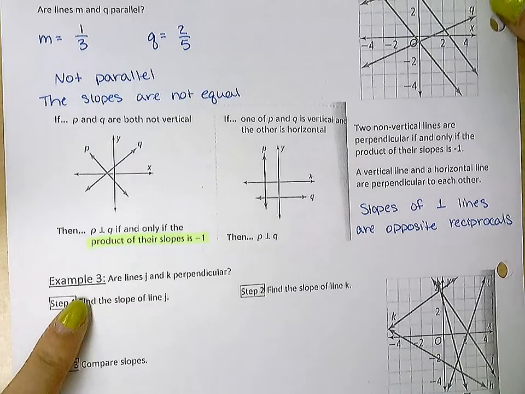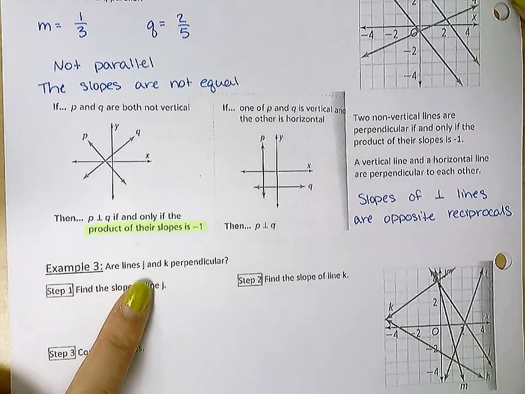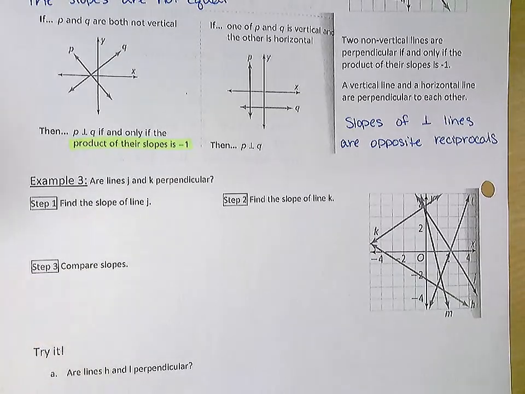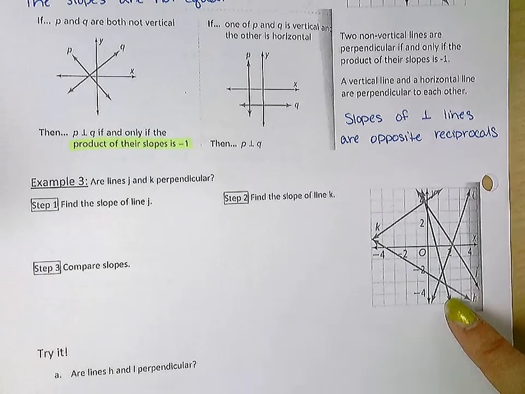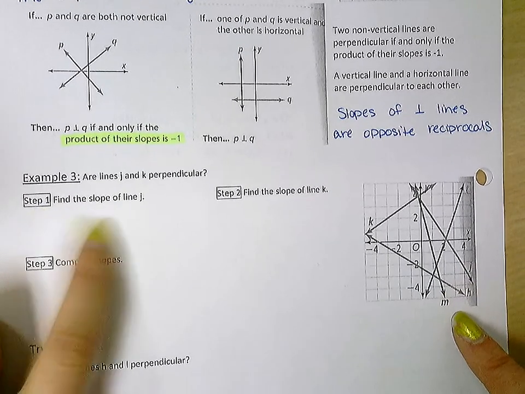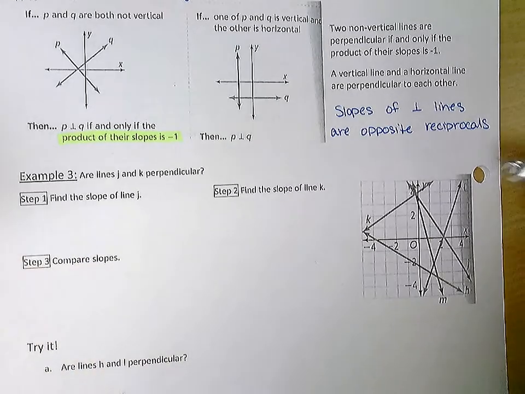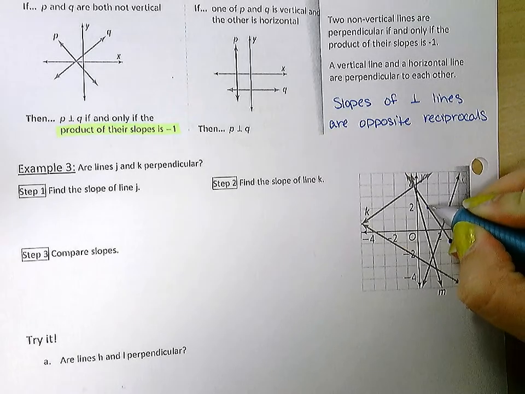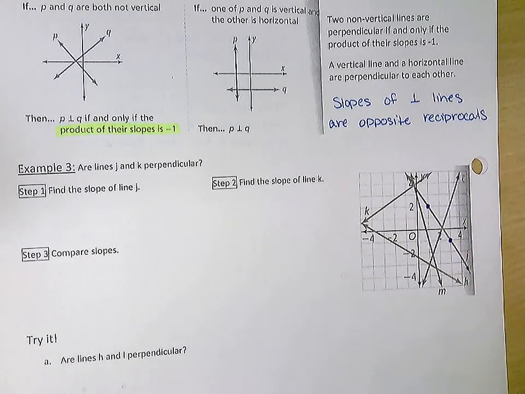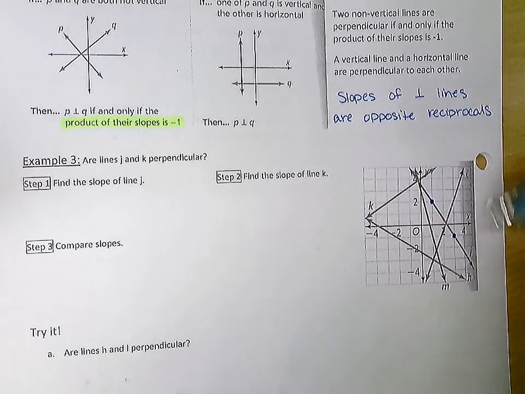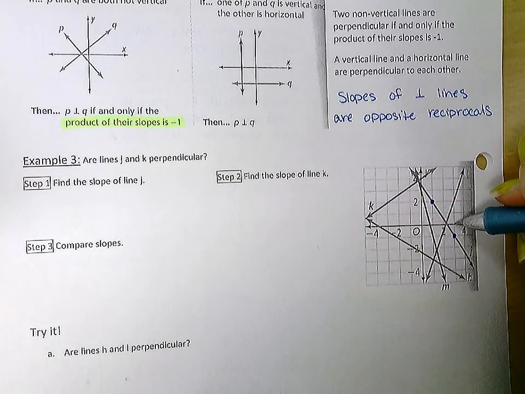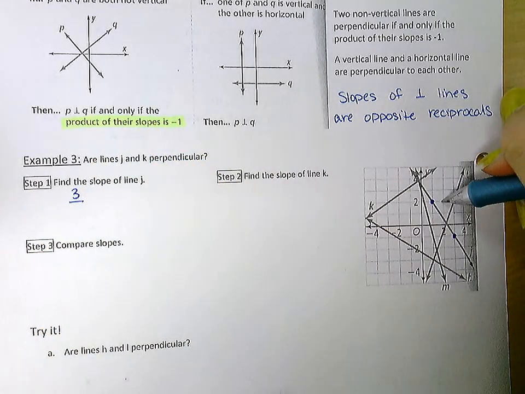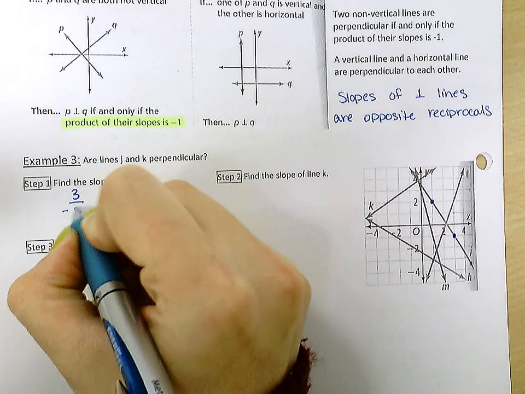So example 3, we're deciding if lines J and K are perpendicular to each other. So for step 1 and 2, we're still finding the slopes of those lines. Okay, and we are given a graph. So step 1, we want to find the slope of line J. So on line J, we want to find 2 points of intersection here. Okay, so I have my 2 points. I need the rise over the run. So I go up 1, 2, 3, and then left 2. Okay, and again, if I go left, that is negative.